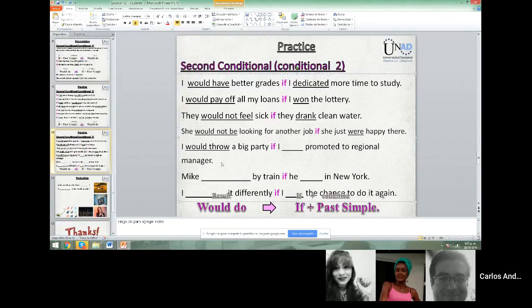Okay? You can use have, you can use throw, you can use something like that. But most probably, use throw or organize or something like that. So go ahead, go on.